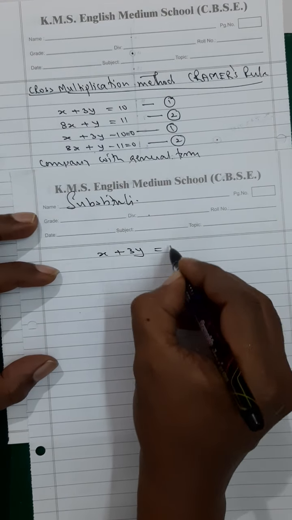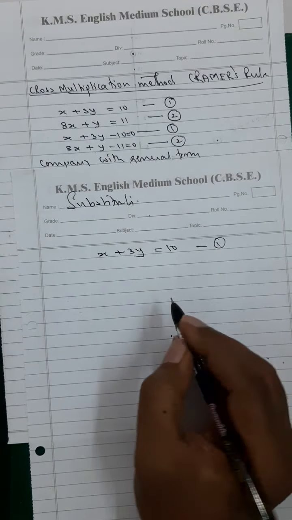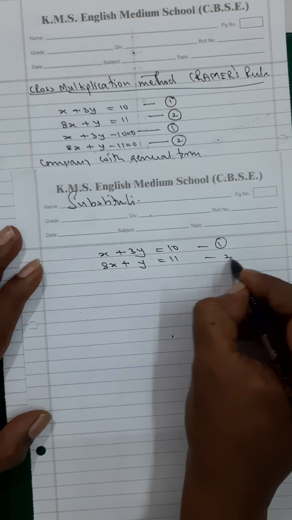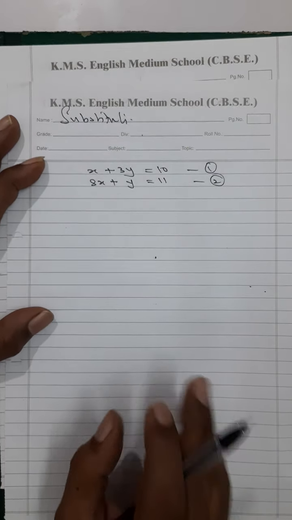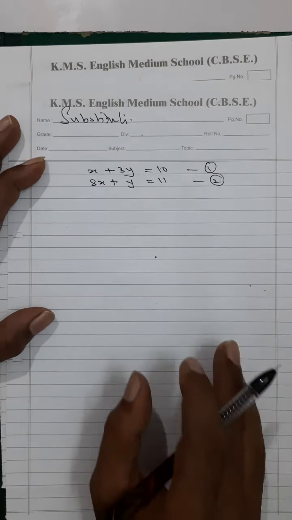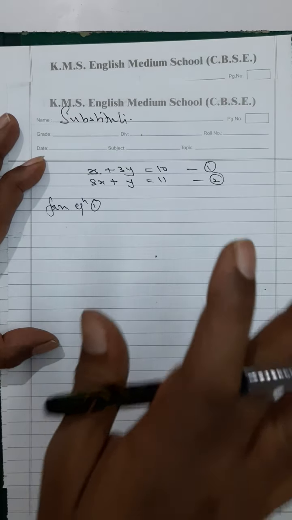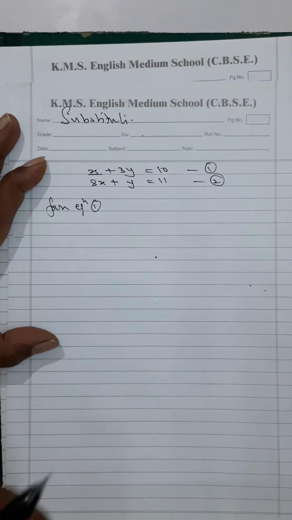x plus 3y is equal to 10. This will be your first equation, and your second equation will be that you have already got, 8x plus y is equal to 11. This is your second equation. Now what you will be doing is that, see my dear students, for substitution method or elimination method, what do you mean? You have to find, as you do for graphical method, the value of x from any equation. At present I am choosing equation 1. You can take equation 2 also, no problem.